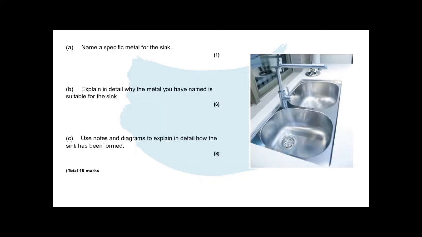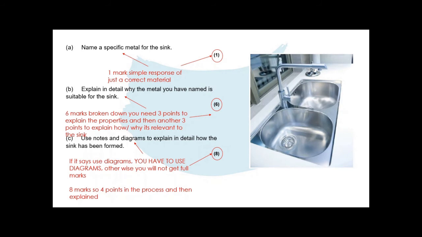So first question, you should have seen this one before. Name a specific metal for the sink, 1 mark. Explain in detail why the metal you've named is suitable, and then use notes and diagrams to explain in detail how the sink has been formed. So a total of 15 marks. I'll give you a breakdown of the question.